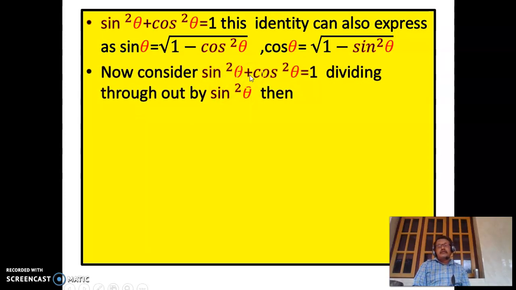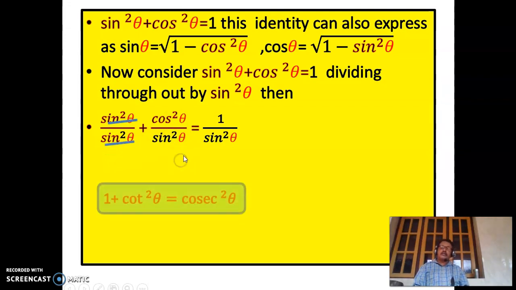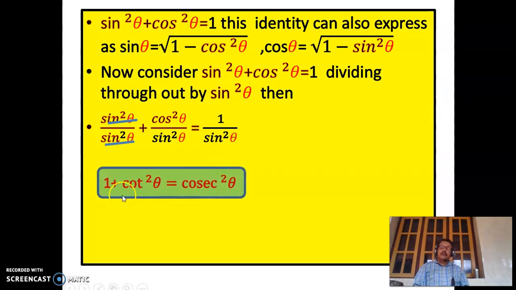Now consider sin square theta plus cos square theta equals 1. Dividing throughout by sin square theta, we get sin square theta by sin square theta plus cos square theta by sin square theta equals 1 by sin square theta. Sin square theta cancels. Cos square theta by sin square theta is nothing but cot square theta, and 1 by sin square theta is cosecant square theta. Therefore 1 plus cot square theta equals cosecant square theta. How do you get it? When sin square theta plus cos square theta equals 1 is divided by sin square theta, you get 1 plus cot square theta equals cosecant square theta.